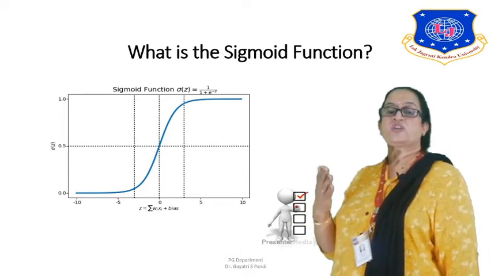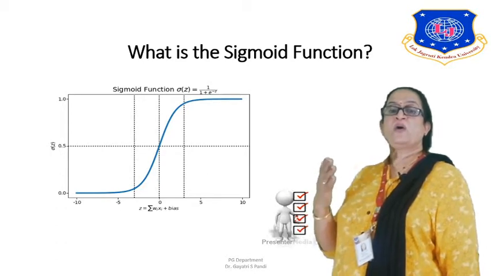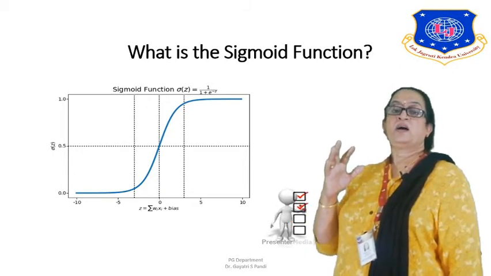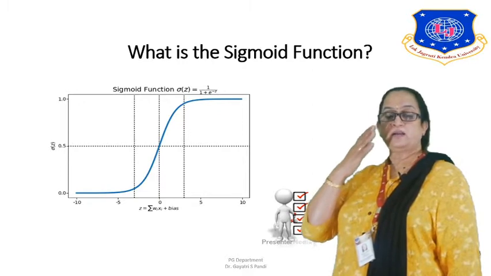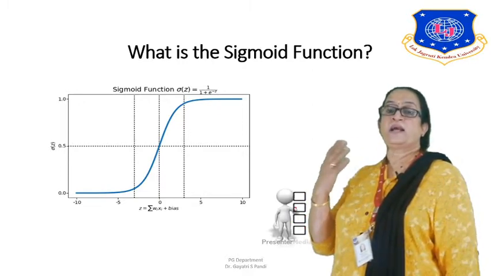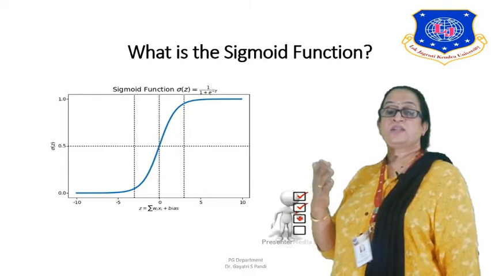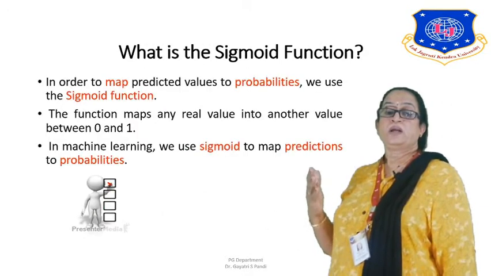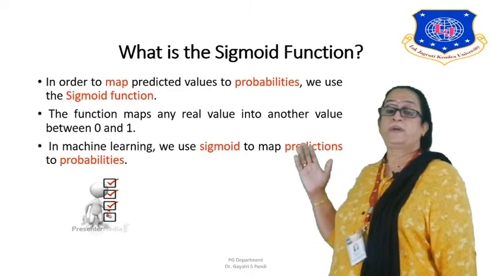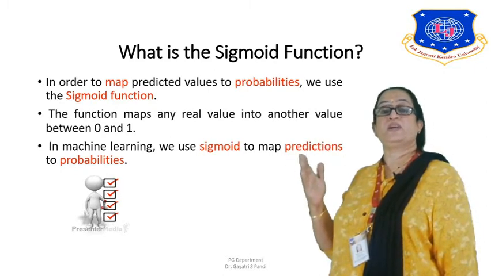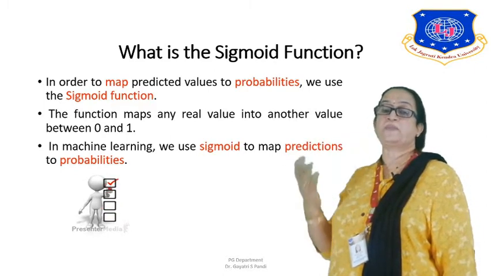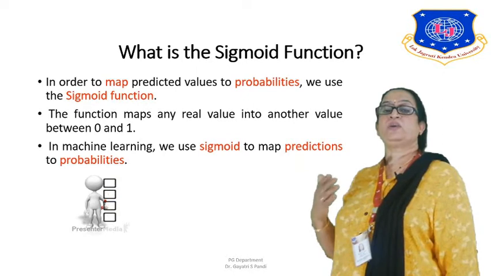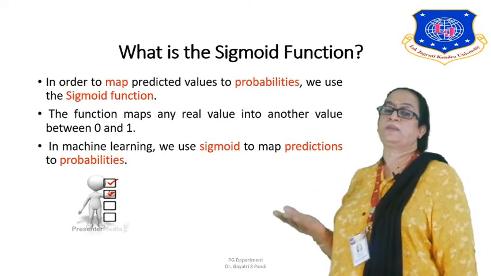So your sigmoid function is basically referred to as sigma of z equal to 1 upon 1 plus e raised to minus z. So this is your sigmoid function, right? It is also called the logistic classifier. So it normally takes the form of S. Now this is basically used to map predicted values to probabilities. We use the sigmoid function. The function maps any real value into another value between 0 and 1. So in machine learning we use sigmoid to map predictions to probabilities.